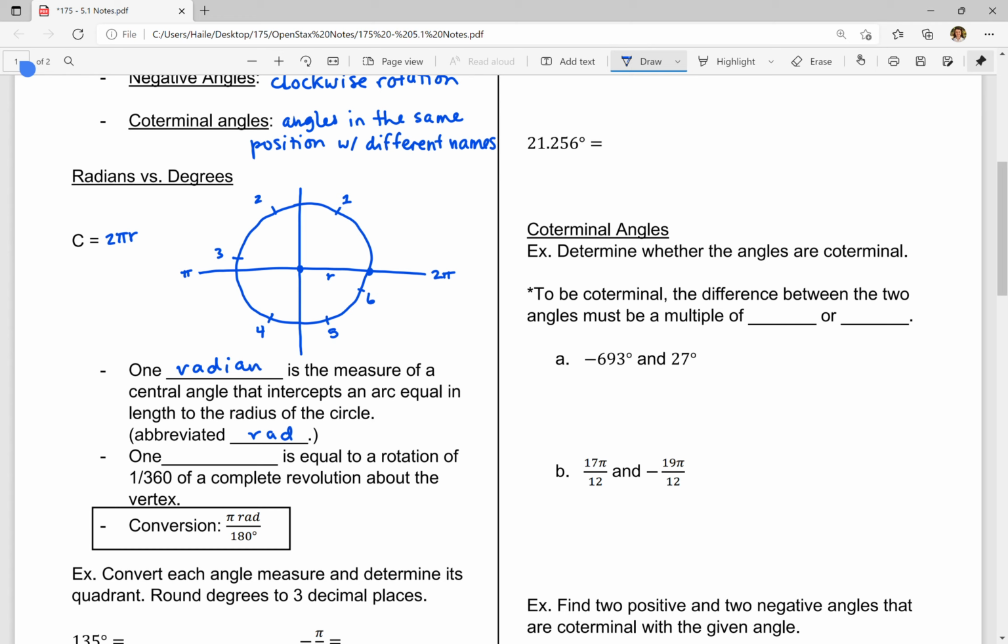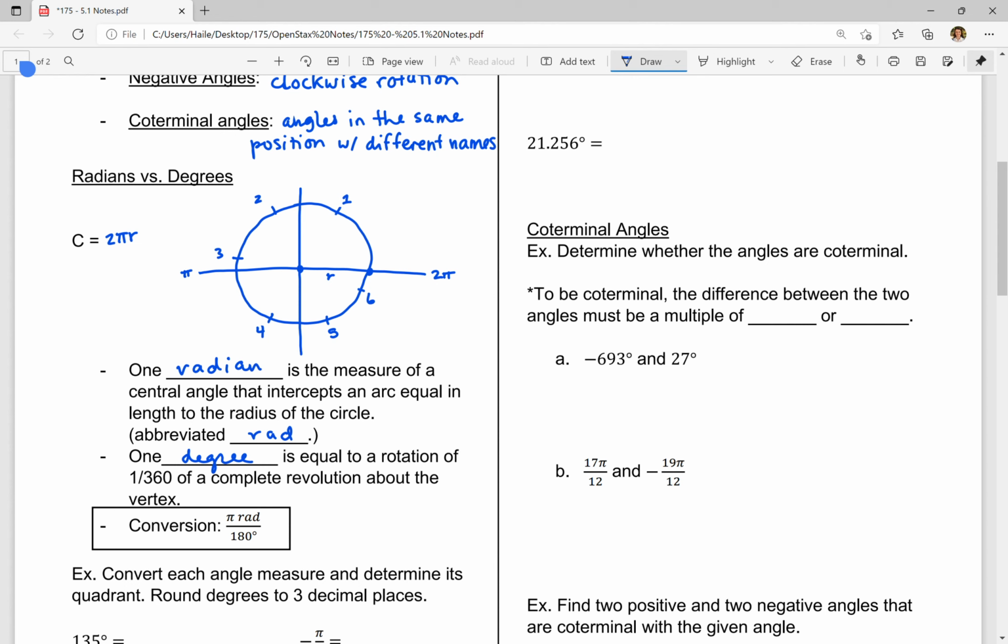On the other hand, 1 degree is equal to a rotation of 1 over 360 of a complete revolution about the vertex. So all this means is that in a circle, there are 360 degrees. So hopefully you know that already, but if you don't, now you do.